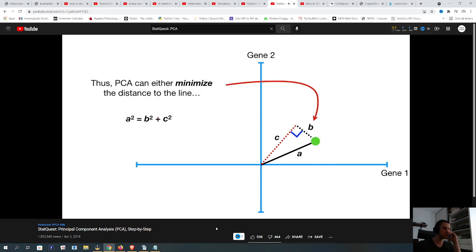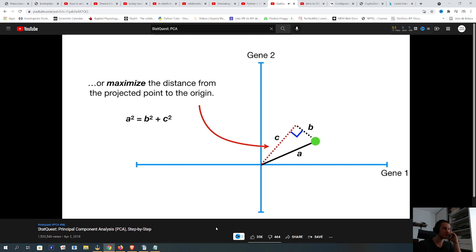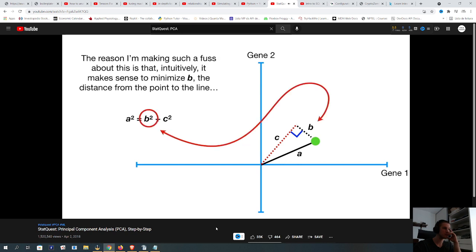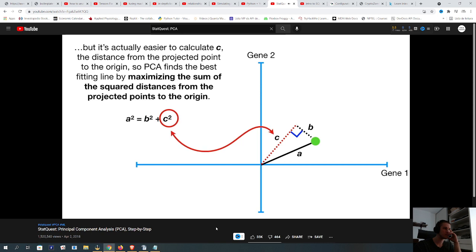Thus, PCA can either minimize the distance to the line, or maximize the distance from the projected point to the origin. The reason I'm making such a fuss about this is that, intuitively, it makes sense to minimize B, the distance from the point to the line. But it's actually easier to calculate C, the distance from the projected point to the origin, so PCA finds the best fitting line by maximizing the sum of the squared distances from the projected points to the origin.